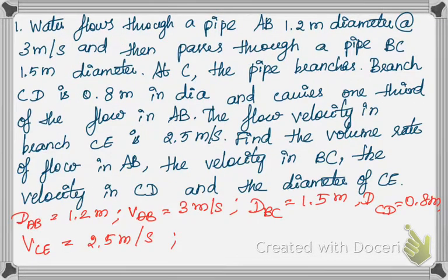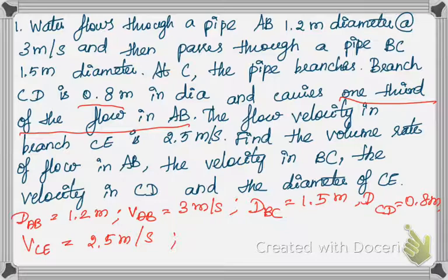Now let us see a problem. Water flows through a pipe AB of 1.2 meter diameter at 3 meter per second and then passes through the pipe BC of 1.5 meter diameter. At C the pipe branches. Branch CD is 0.8 meter in diameter and carries 1/3 of the flow in AB. The flow velocity in branch CE is 2.5 meter per second. Find the volume rate of flow in AB, velocity in BC and the velocity in CD and diameter of CE. Okay, this is what is given to us.